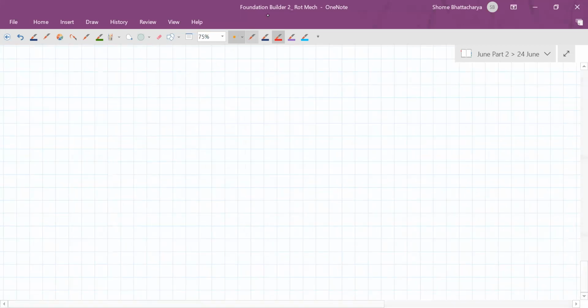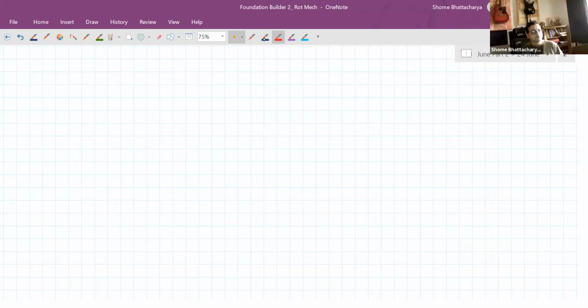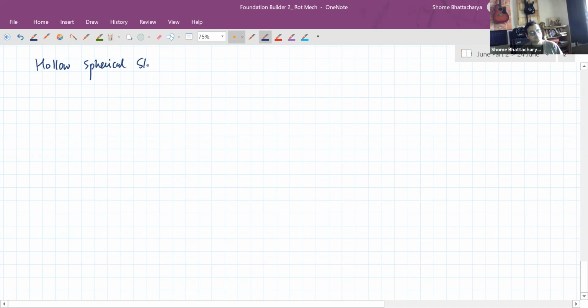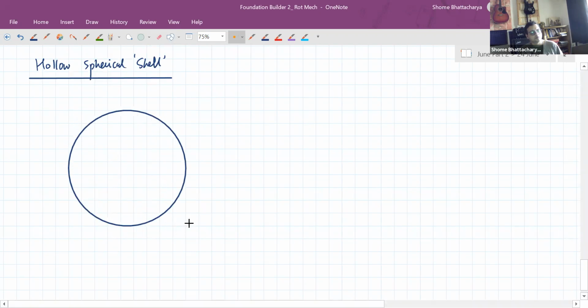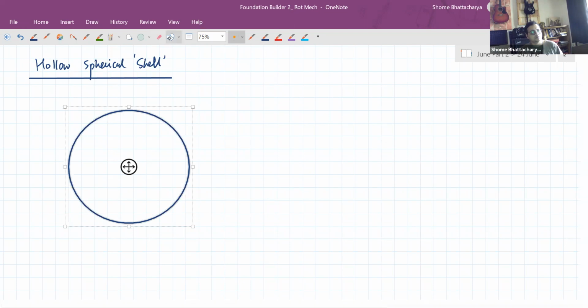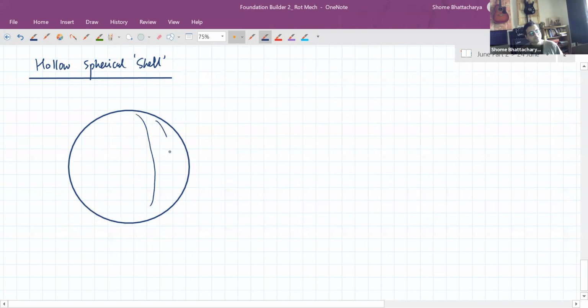Okay, so next example for us for moment of inertia, we will take the case of the hollow spherical shell. So this is now a spherical shell like this, but hollow from inside, so it's a thin crust.